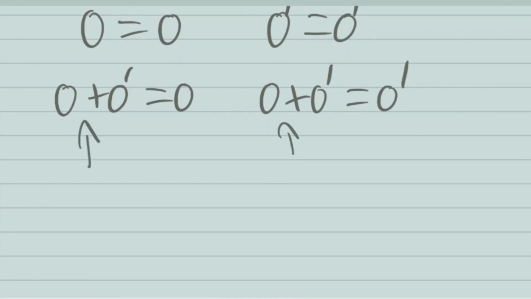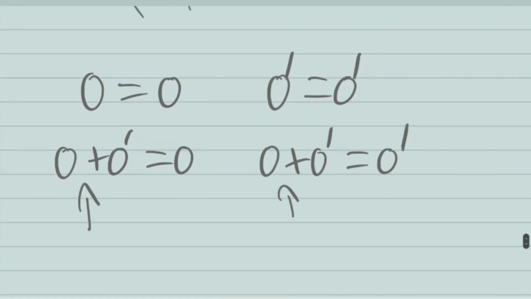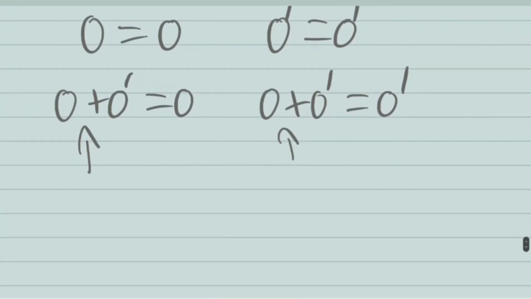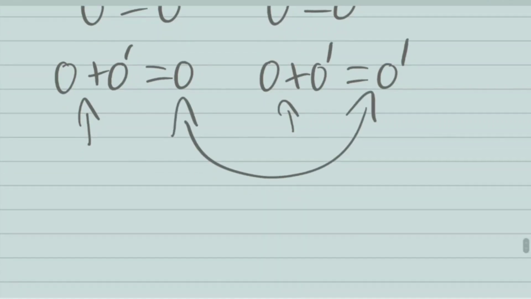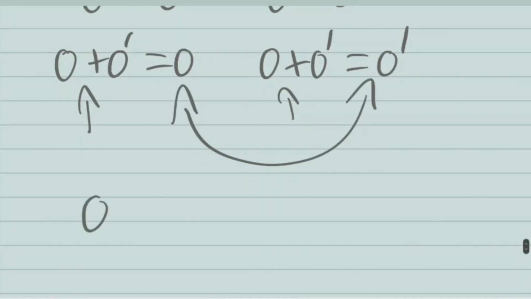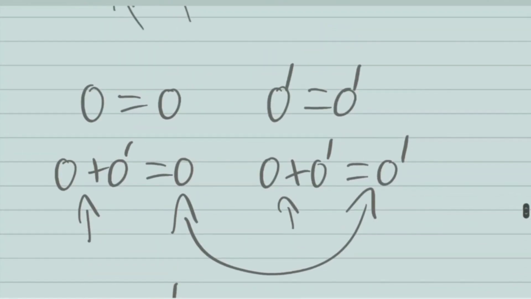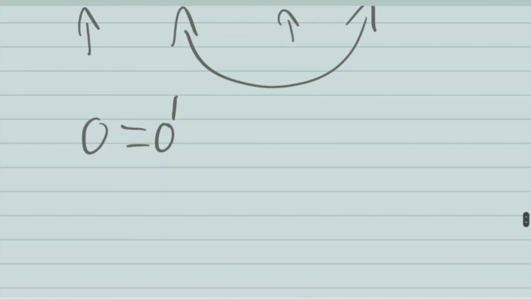And you'll notice that these two sides of our separate equations are exactly the same, which means that both of our hypothetical additive identities are equal to each other, which means there's only one. All right.